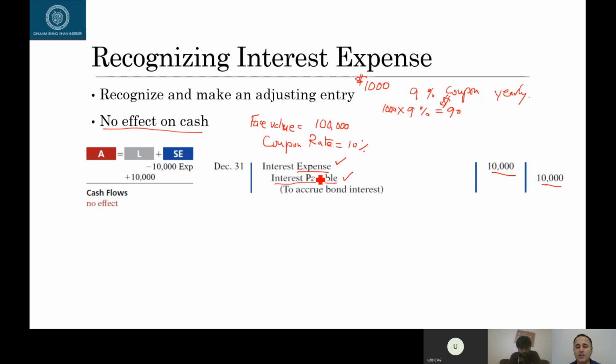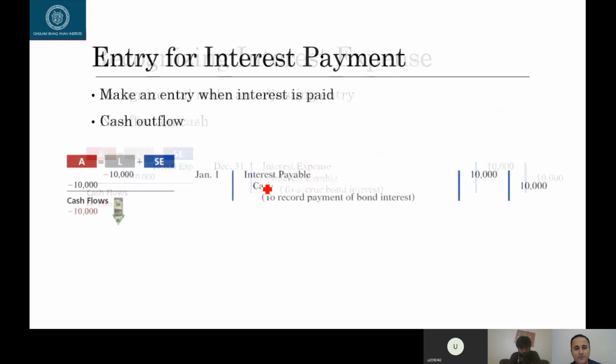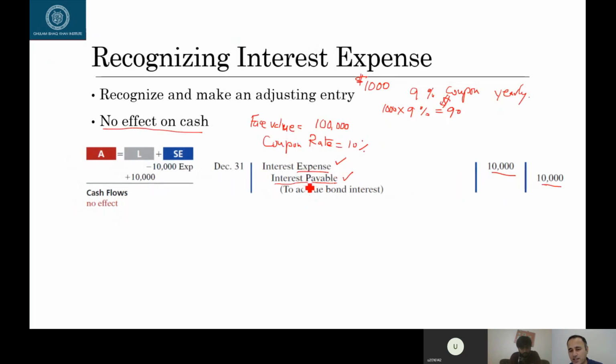We don't know how frequently they pay their investors. Whenever they pay their investors, of course the interest payable will be reversed, and I'll show you in my next slide. So if the company pays its interest, in my previous slide, as you can see, I made an adjusting entry where the interest was payable: interest expense debit, interest payable credit, $10,000.